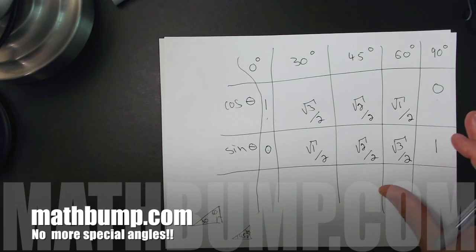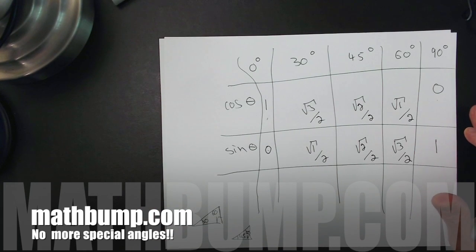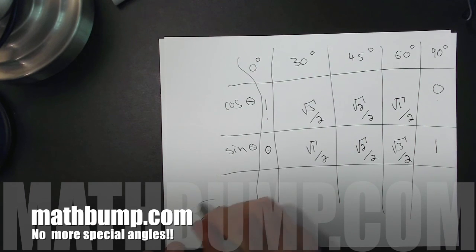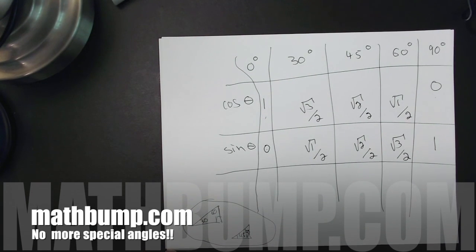These are all your special triangles. This takes like 10 seconds to write down at the beginning of an exam. And then you don't have to constantly refer back to these triangles or memorize the unit circle, which is even worse, or some combination of those two things.